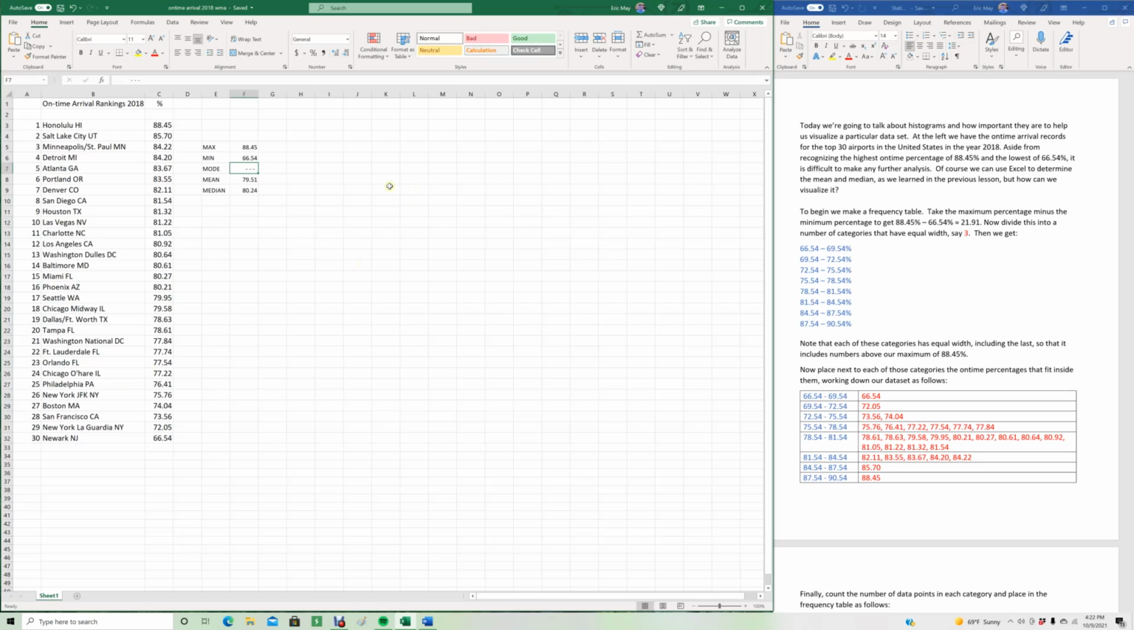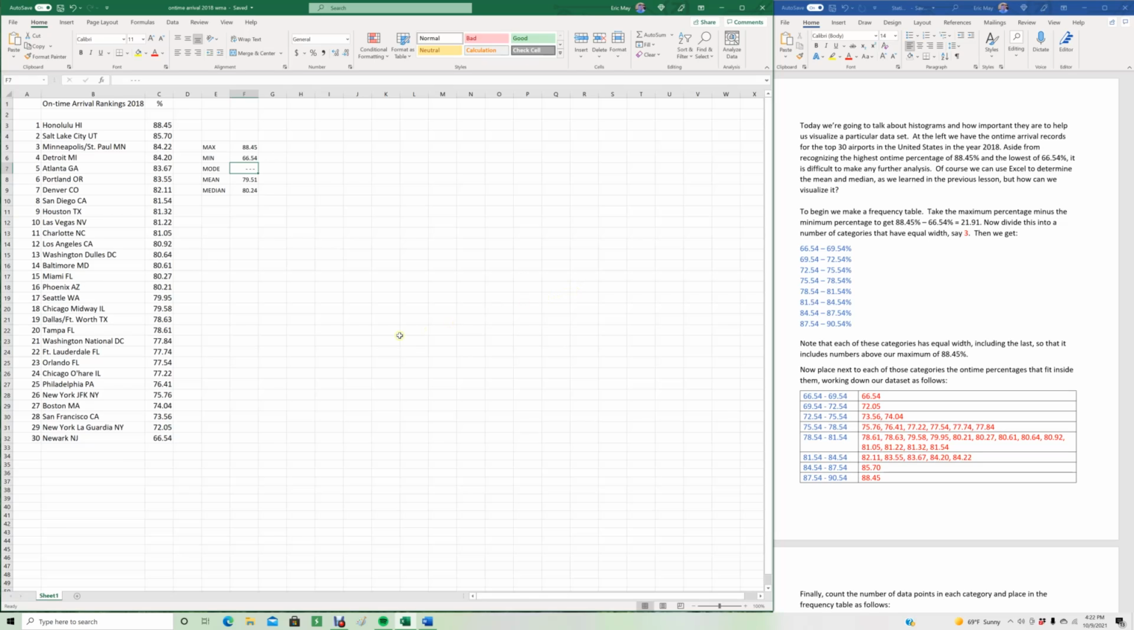We can of course determine the mean and the median like we did in our previous discussion. Without visualizing it, it's difficult to see exactly what this data means. So we're going to construct a histogram so that we can see just how it looks. To begin with, we make a frequency table.